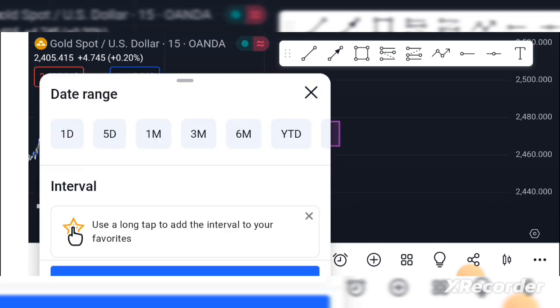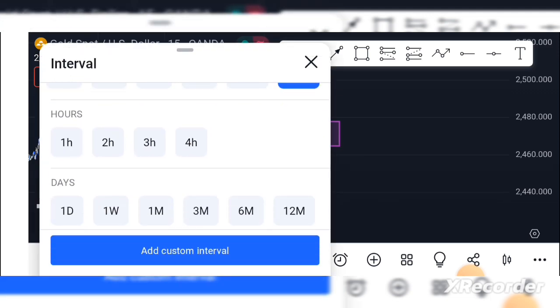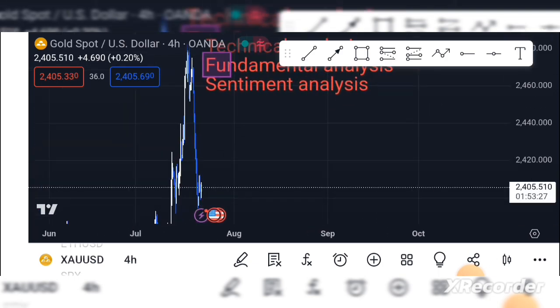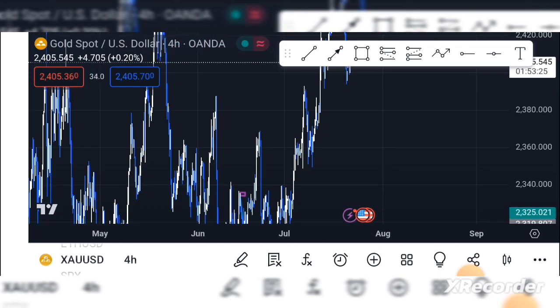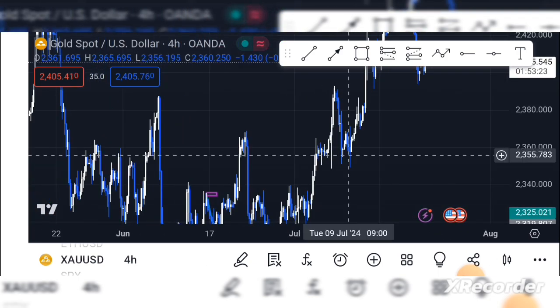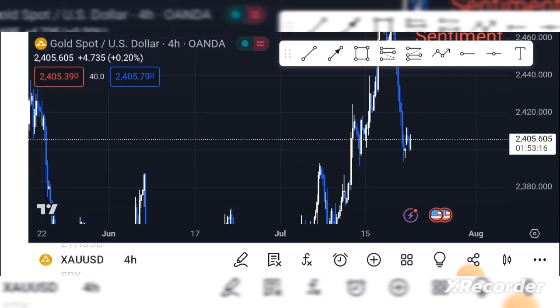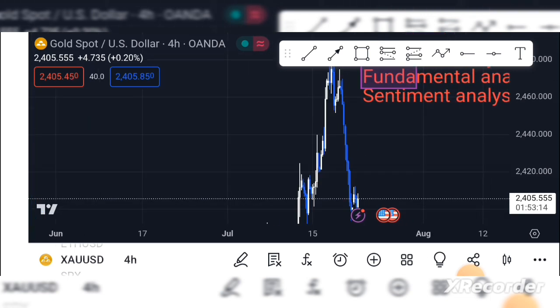fundamental analysis: gold. Let me just make use of the 4 hour time frame. You can see there was a very real push up on this market from this zone. This was around that Tuesday, the day that Trump was shot. So you can see the market made the highest high of its time in history. This is gold, gold USD. This is gold spot against the US dollar.